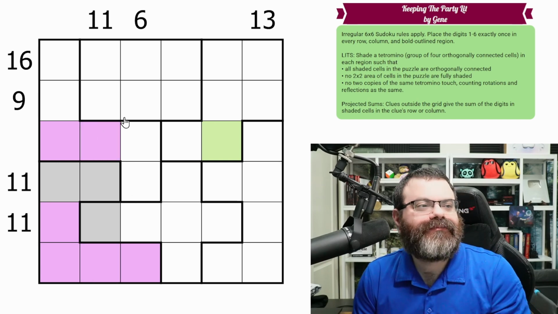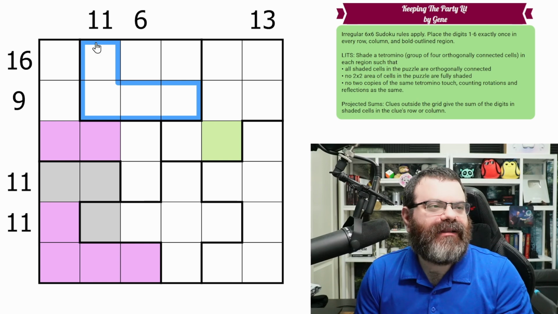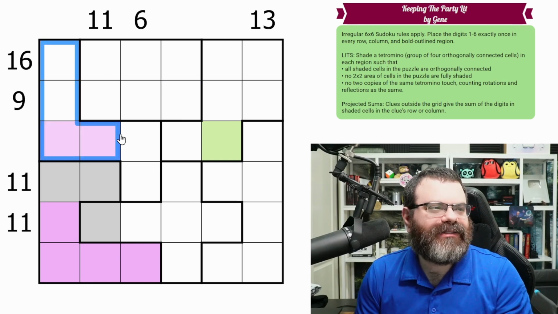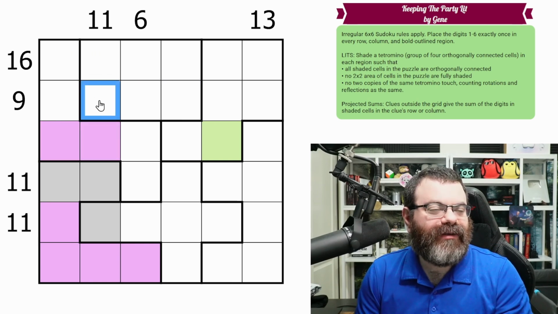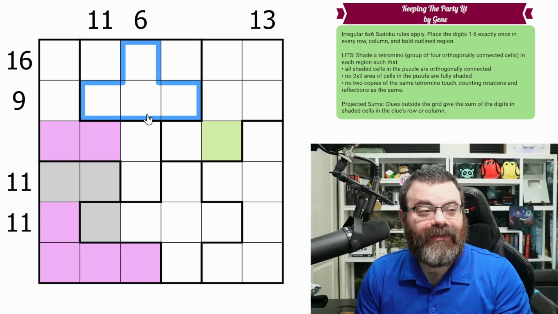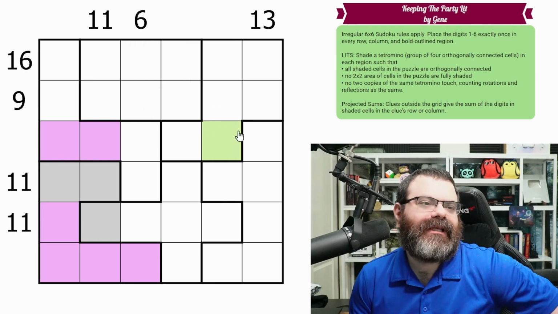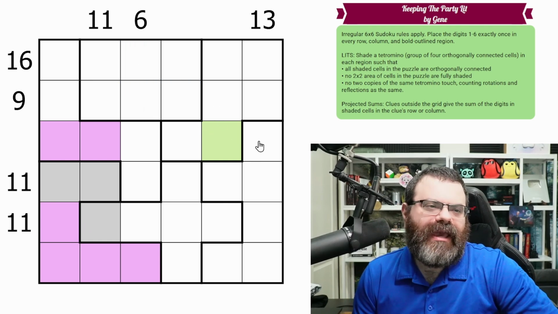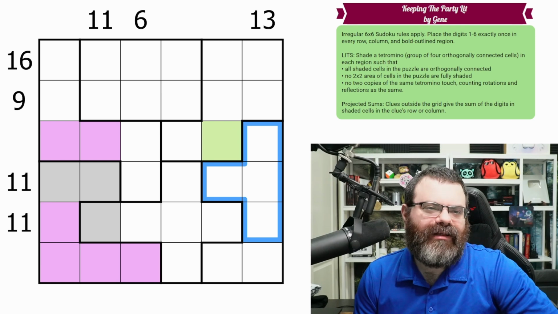What are we doing here? We know if this is an L, it's not doing this because it touches this. You know, it would touch here. It would touch the L. So can we use this cell? Yeah, we could make like a T or something. Okay, what about here? So let's highlight all the possibilities here.